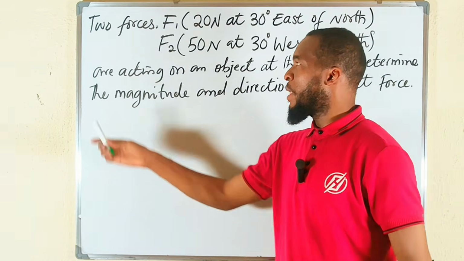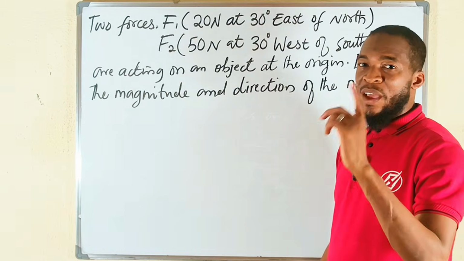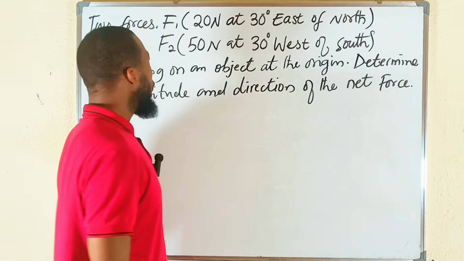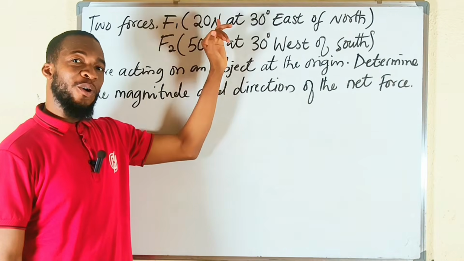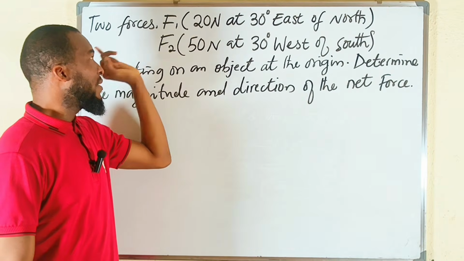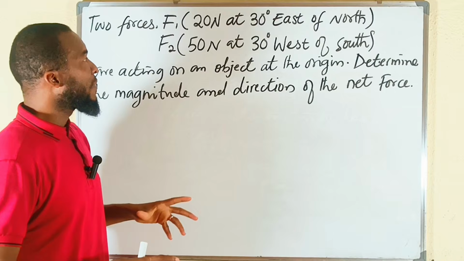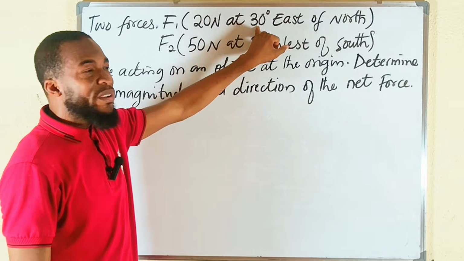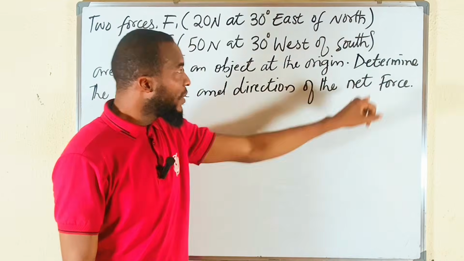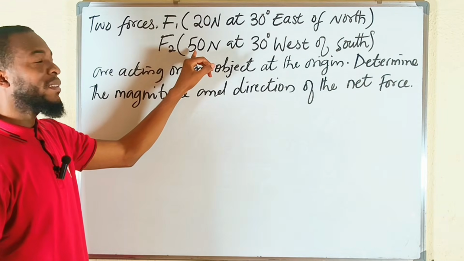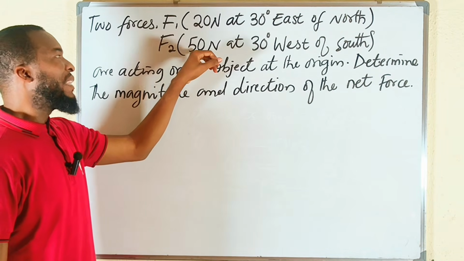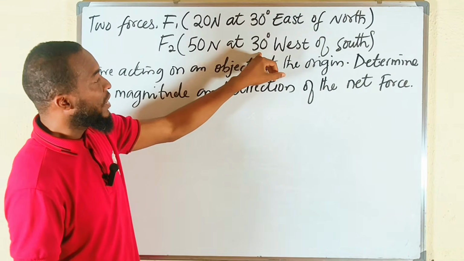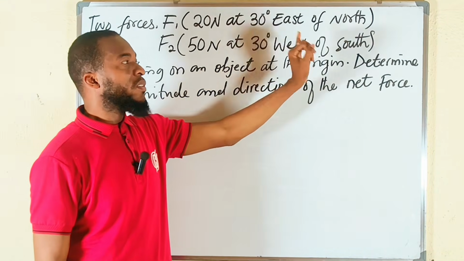Let's get started. Two forces, F1 and F2, you can see them here. Let's start with F1. Force number 1 has a magnitude of 20 newtons, and this particular force is acting at a direction 30 degrees east of north, while the second force has a magnitude of 50 newtons and it is acting at a direction 30 degrees west of south.